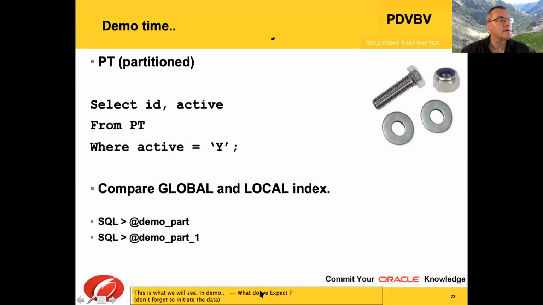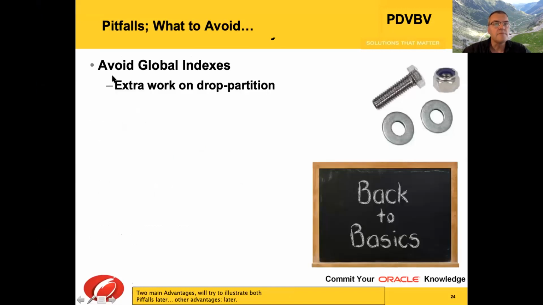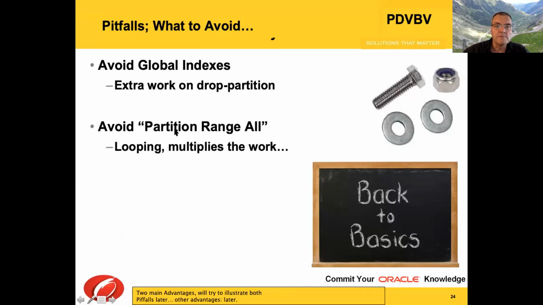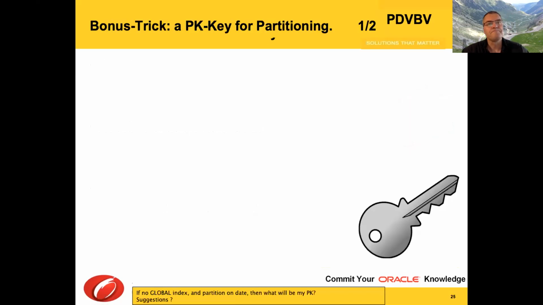I'm hoping for time. Okay, so this is what you want to avoid. Avoid global indexes, avoid the extra work on drop and exchange operations. Avoid partition all, so avoid looping. The consequence is that all the queries need a partition key somewhere. And that means upfront design. Did I mention design? I think I did.